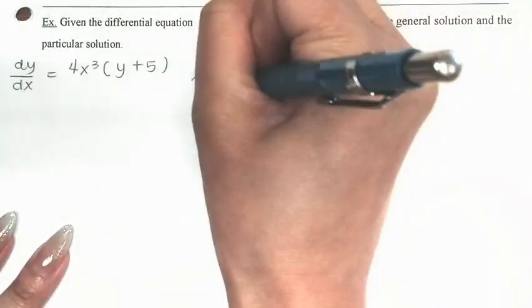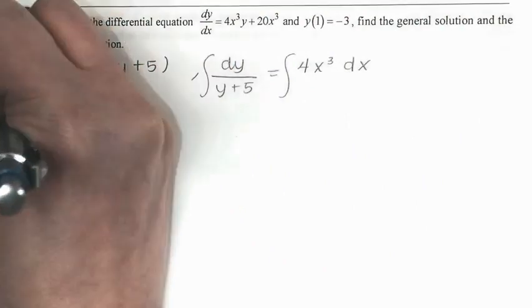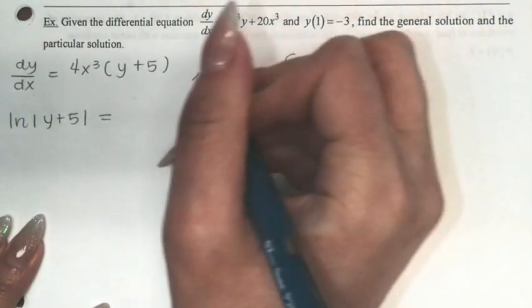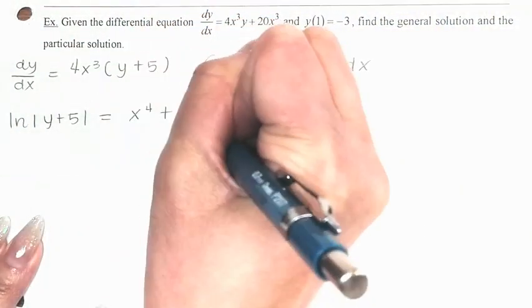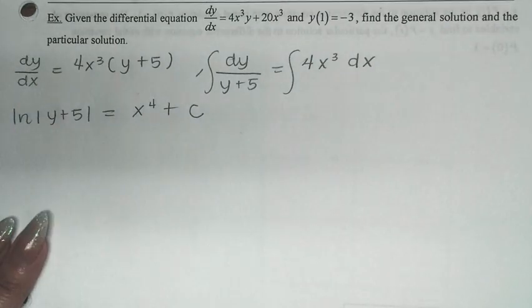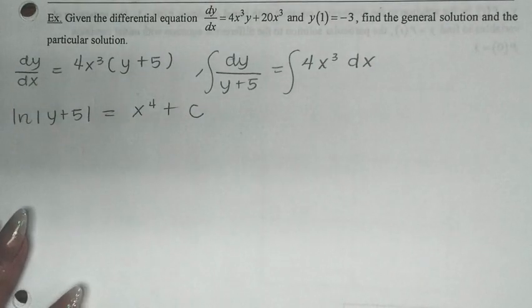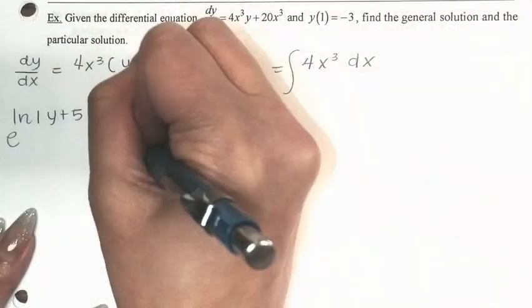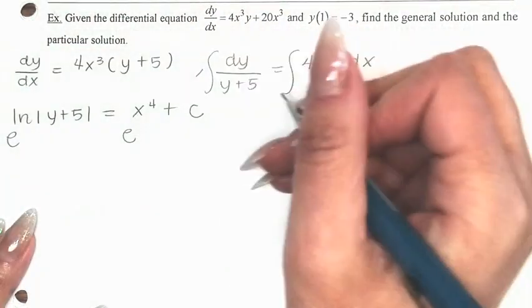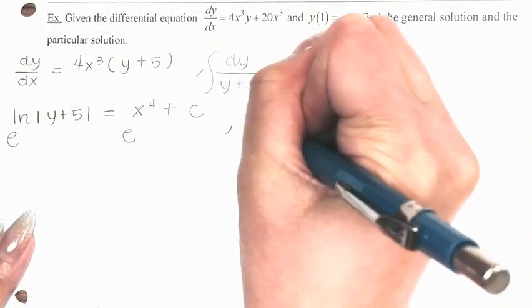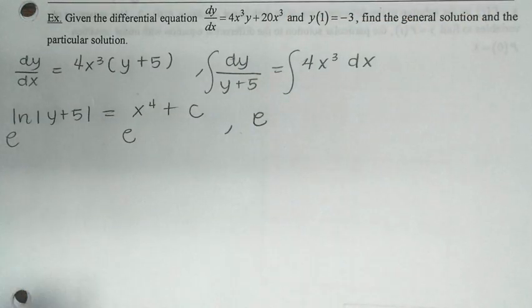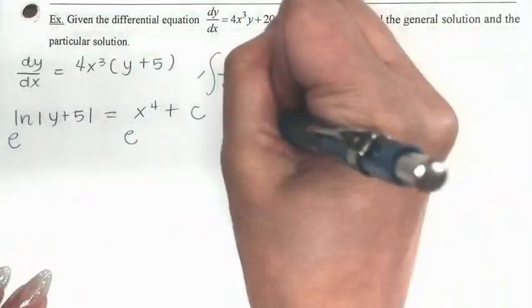Now you can integrate both sides of the equation. You can see that this is going to be the natural log of the absolute value of y plus 5, and on the other side, that's going to be x to the power of 4 plus c. So technically this could be your general solution, but honestly it looks pretty bad because we have the natural log. Therefore, we're going to put e on both sides of the equation. You know that this equation would look like only the absolute value of y plus 5.